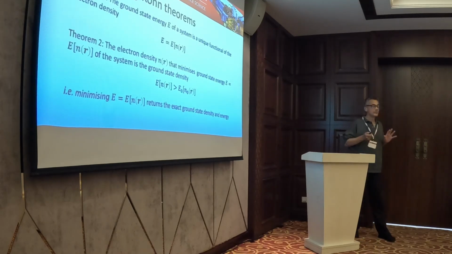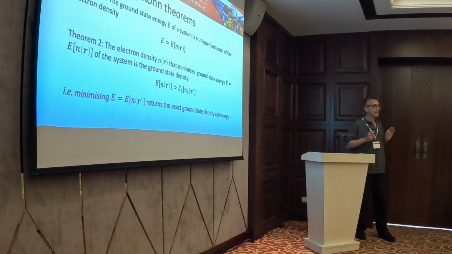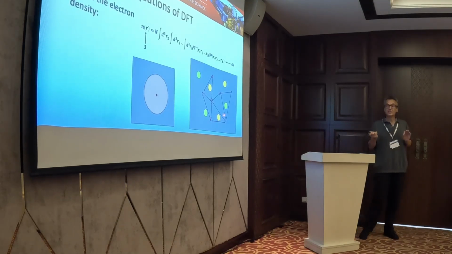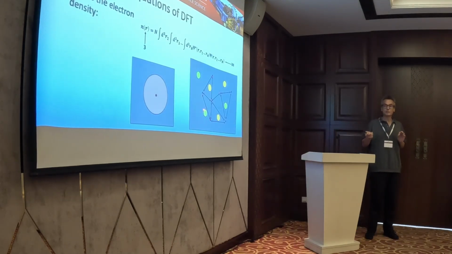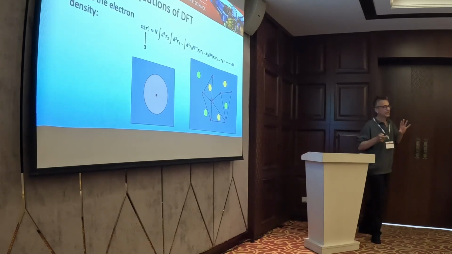We do that by using the Hohenberg-Kohn theorems. This is the magic key that unlocks density functional theory. And we turn this many electron problem into a single electron problem, which has to be solved many times. If you like to think in terms of pictures, I always do.